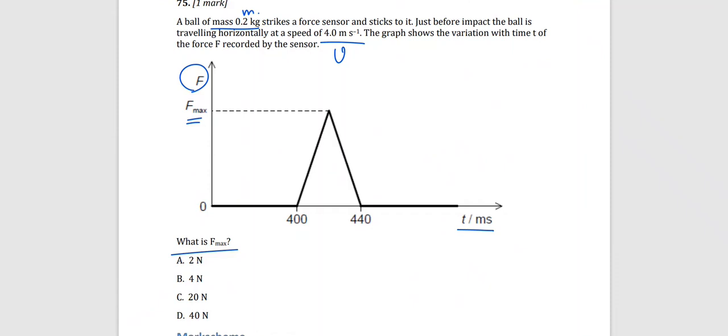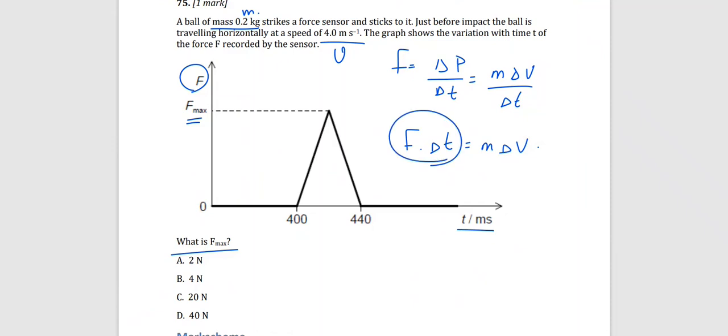So from Newton's second law, F equals change in momentum divided by change in time, which is mass times change in velocity divided by change in time. Cross multiplication: F times delta T will equal M times delta V. F times delta T is the impulse, and this will be equal to the area underneath the graph of force versus time. So this one is I, the impulse. So we have to calculate the area.